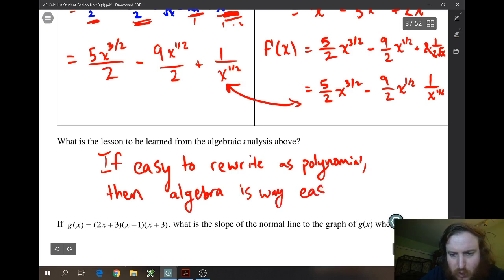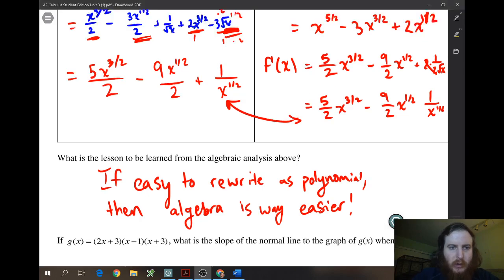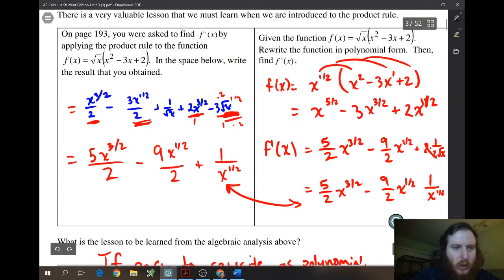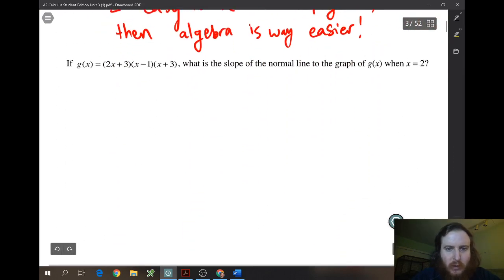So you don't have to always rewrite it as a polynomial, but it'll be a lot easier algebra when we do that. So essentially what that means for us is that, looking back up here, we can do any of these with product rule or with rewriting it as a polynomial. But generally, a lot of times the algebra works out easier if you can just expand it to the polynomial, especially with the radicals.